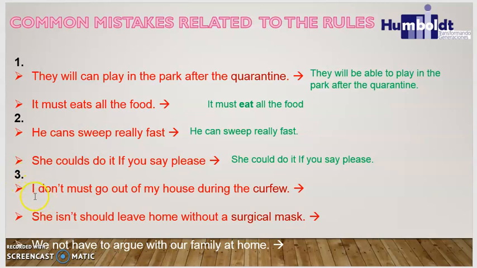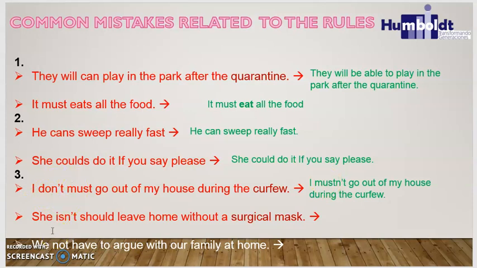Alright? The other one is, I don't must go out of my house during the curfew. Remember that with must, we need to make negative sentences using not after the modal verb. So this is not possible to use don't in here. We need to say I mustn't or I must not go. Okay, so I mustn't. It is not possible to say don't must.